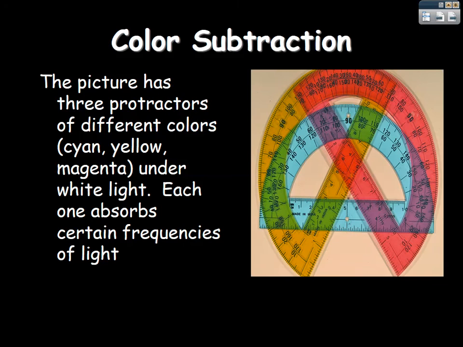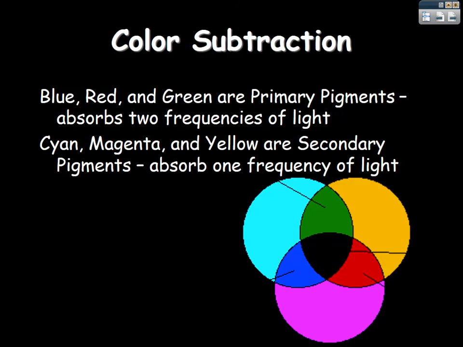And the idea is, again, each one is reflecting only certain frequencies of light. It's absorbing certain colors and reflecting back the others. So how can we try to figure these out? Well, the nice thing is we basically have another color wheel, which is just the opposite of the one we created.